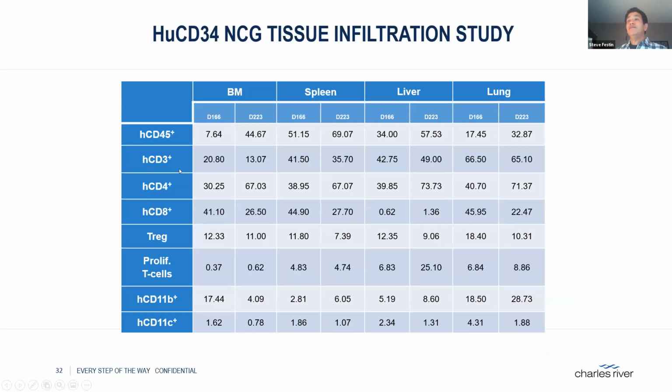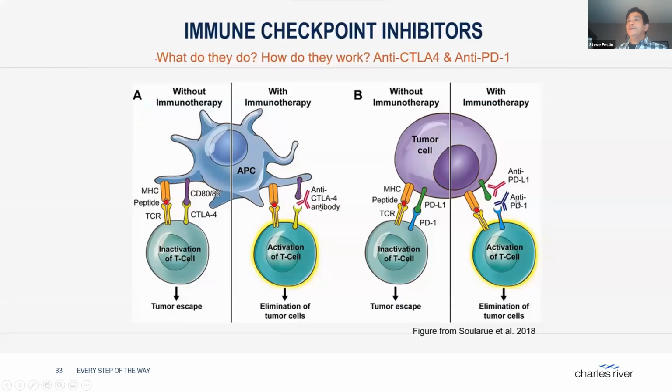And looking at infiltration, so this is just looking at, again, the two different time points of the tissue, so at day 166 and 223, looking in the bone marrow, spleen, liver, and lung. This is the relative distribution of CD45, as well as some of the myeloid types as well, so some accumulation within some compartments, but fairly low levels of myeloid, but we do see, again, that distribution of cells across the different tissues that are shown here.